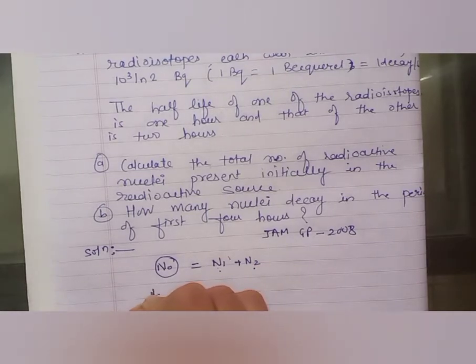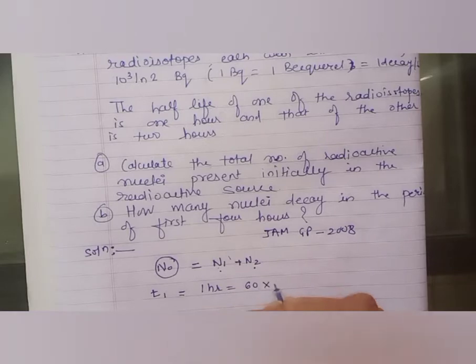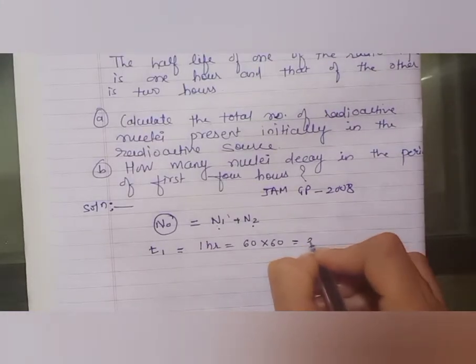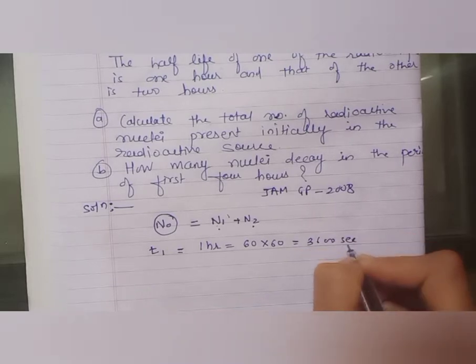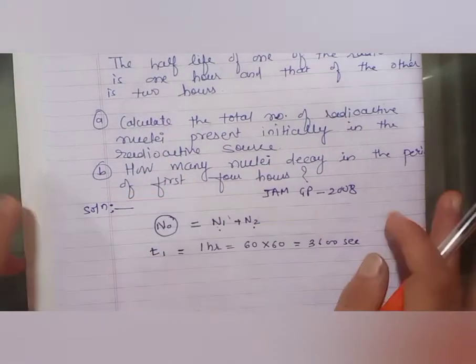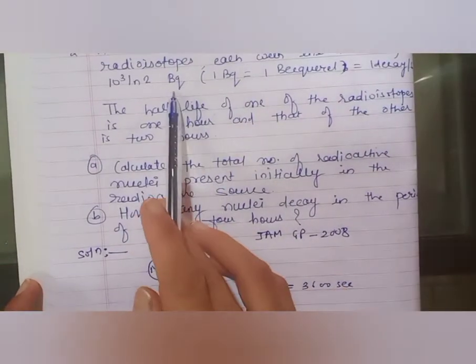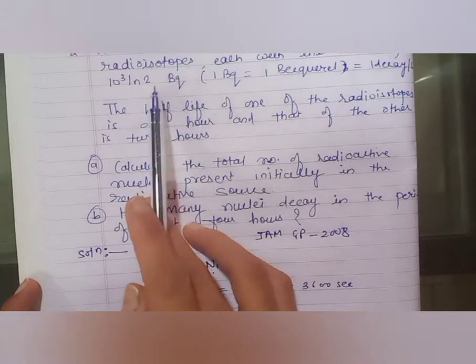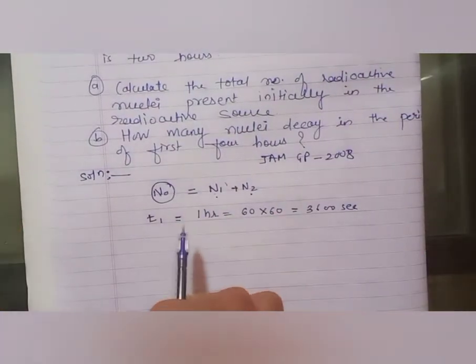Okay. Now here the half-life period is given. Suppose the half-life period of the first radioisotope is T1. T1 is given to be 1 hour, so we will convert this into seconds. 60 minutes multiplied by 60 seconds, so this will be 3600 seconds. Because the activity given is 10 raised to 3 log 2 becquerel, and becquerel means 1 decay per second, that means this activity is given in seconds. So we have to convert this T1 in seconds.